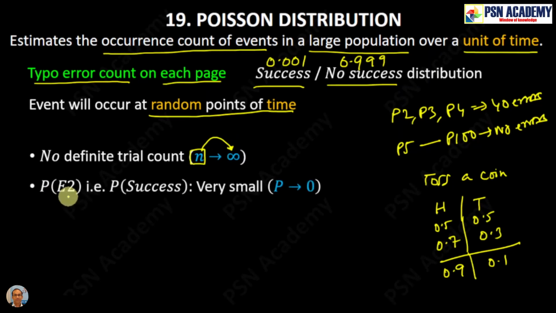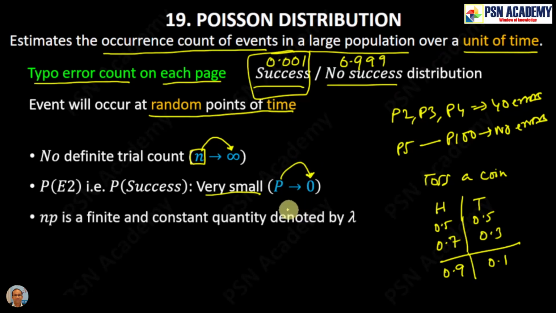P of E2, say E2 is your error count, and probability of that is probability of success is very small, right? So P tends to 0. And if we multiply this n, the number of trials, with this P probability, then we get a finite and constant quantity, and that is denoted by this Greek letter lambda.